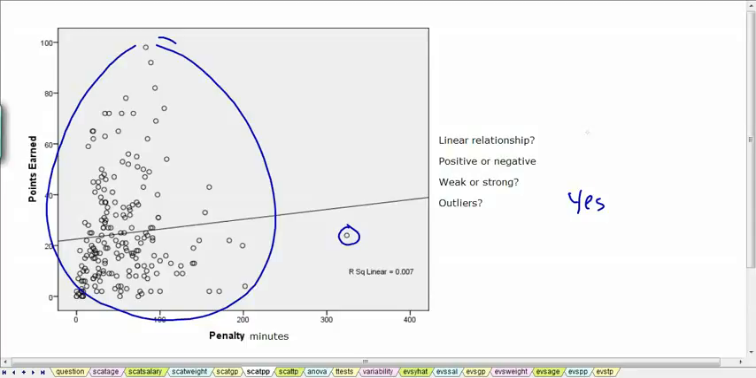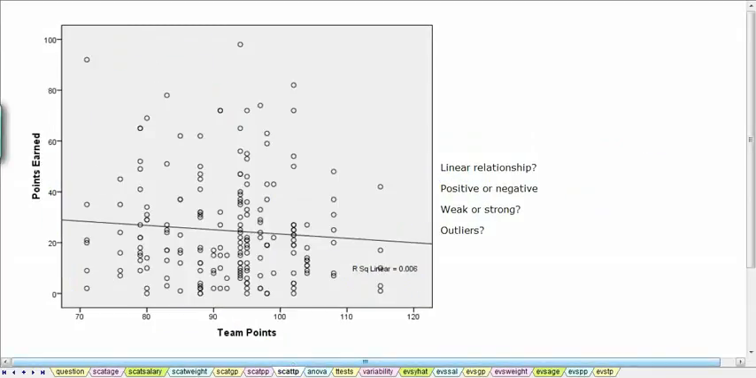So is there a linear relationship in this case? Well, there doesn't seem to be any other type of relationship, or perhaps any relationship, so there might be a linear relationship. Is it a positive or a negative one? Well, our line is going upwards, so it's a positive. And again, our R squared is indicating that this is a weak relationship, a very small R squared value for this variable, penalty minutes. Let me pick another independent variable, and that is the team points.